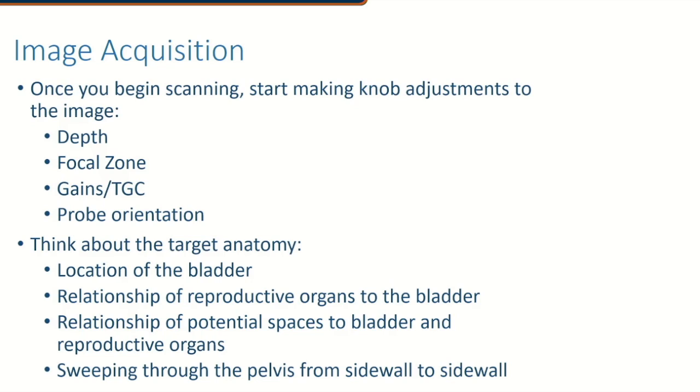And you're going to be sweeping through the pelvis from sidewall to sidewall, looking for fluid that could be anywhere in the pelvis, as that posterior cul-de-sac moves outward towards the paracolic gutters. So your depth, remember that we must include the reproductive organs. We're not just looking at the bladder, because those potential spaces exist deeper all the way to the rectum. All right, so let's do a little bit of scanning.